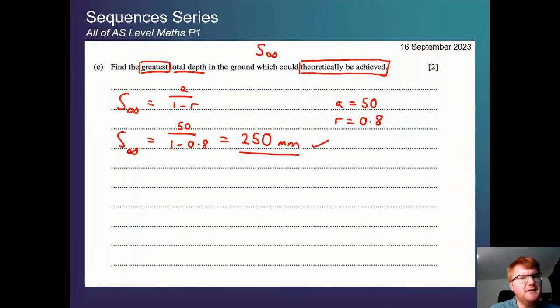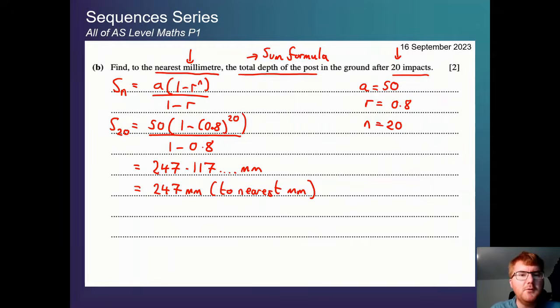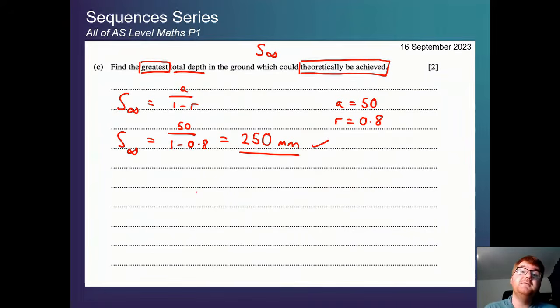Notice in the context of the question, so we go back to what we worked out. After 20 impacts, we had 247 millimetres. So the answer of 250 millimetres makes a lot of conceptual sense. It should be a little bit more than 247, but not that much more, as we're already converging quite quickly to the theoretical greatest total depth.